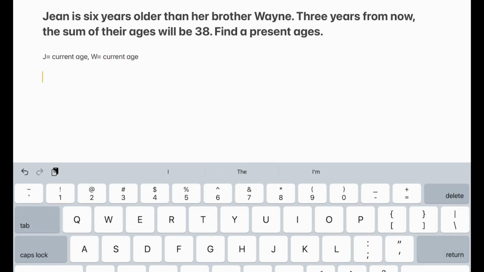It's always good to write that down, because you can also say J is the age of Jean 3 years back. So I can do it either way, right? So let's say J is the current age. How can I write the first equation? J equals 6 plus W. This says Jean's current age is 6 years more than Wayne's current age.